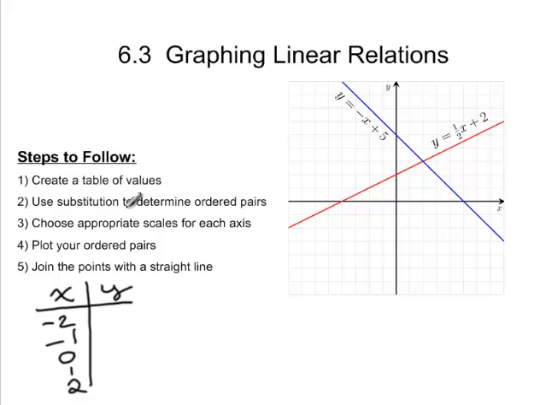and we'll be able to go on to the third step, which is choose the appropriate scales for each axis. So the x-axis and the y-axis. Once you've done so, you'll be in a position to go to number 4 and plot the ordered pairs that you've created with your table of values. Finally, once you have those ordered pairs on a line, you're going to connect the points with a straight line, and then you'll have a graph ready to go.